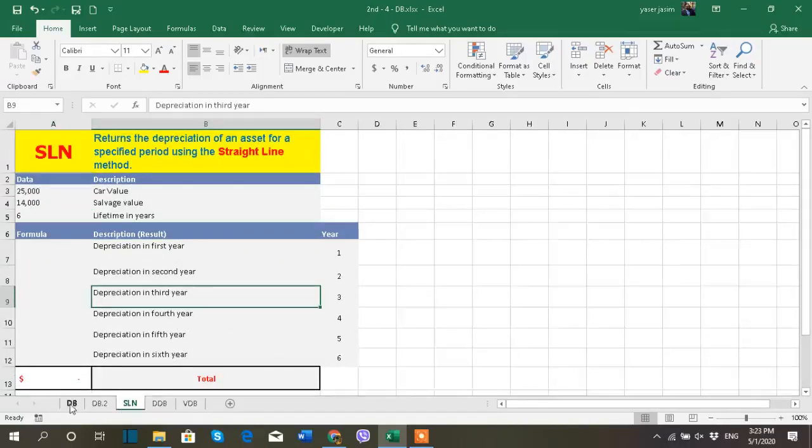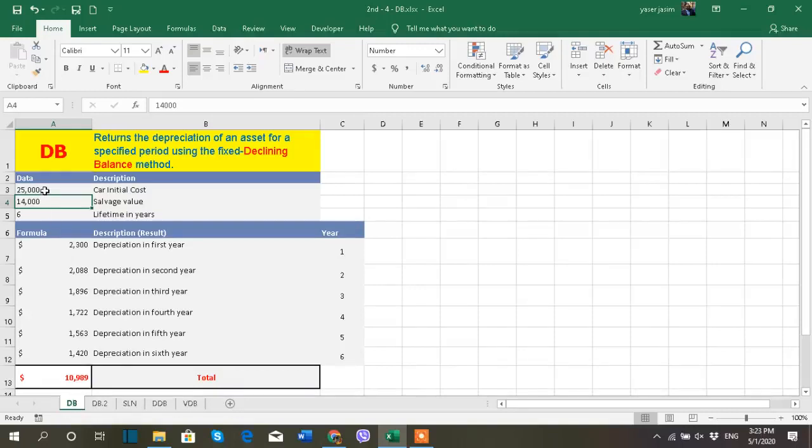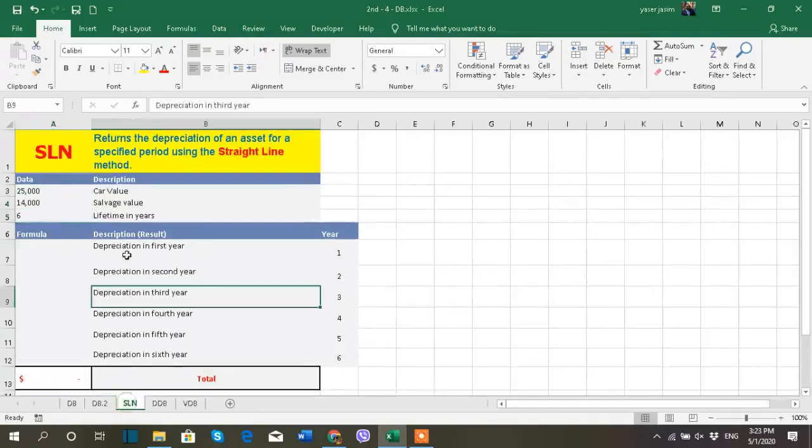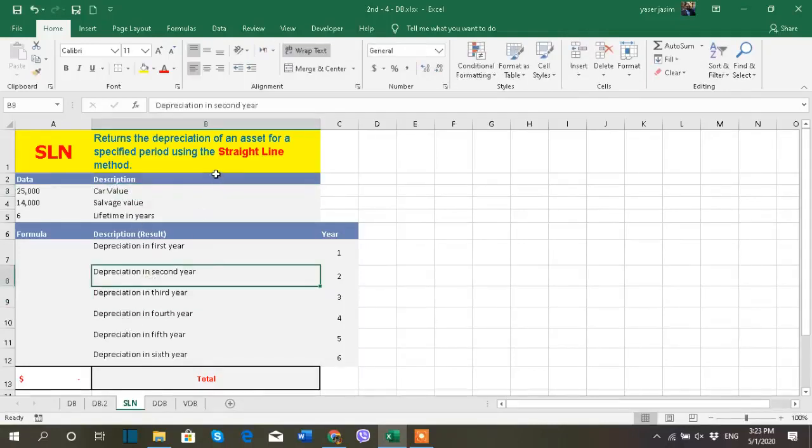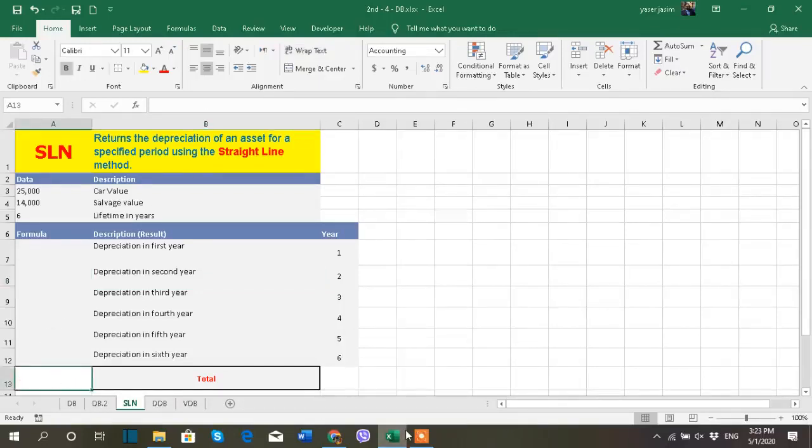Now, if we go for the straight line, we're going to see the difference. We're going to take the same first example, the car, and write it right here, but now I'm going to use the straight line method to calculate how much the depreciation was. It's going to be very easy, and here the formula is much easier. We don't need years because it's going to be the same.